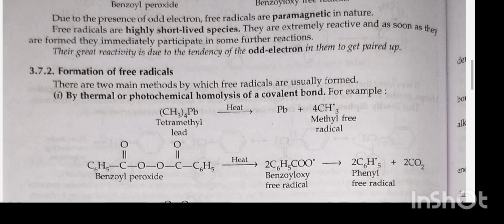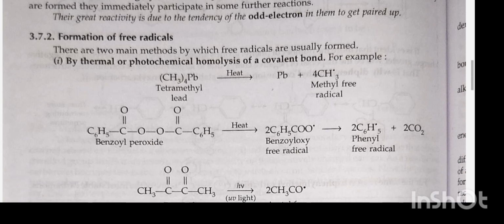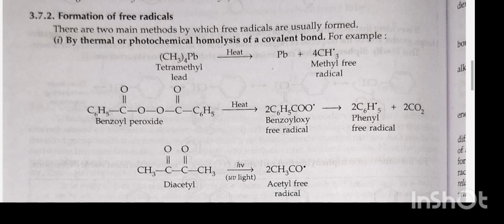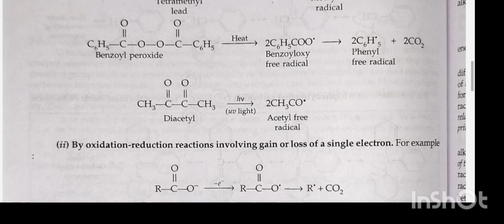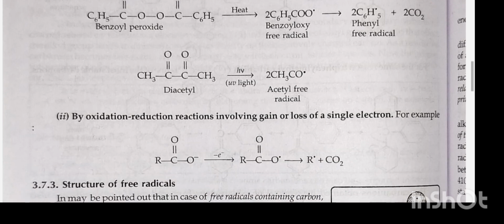Formation of a free radical. There are two main methods by which free radicals are usually formed. First, by thermal or photochemical homolysis of a covalent bond. For example, tetramethyl lead, when we heat it, is converted into lead plus methyl free radicals. Benzoyl peroxide is converted into benzoyloxy free radical, and when heated gives phenyl free radical plus carbon dioxide. Diacetyl, in the presence of sunlight, is converted into acetyl free radical.